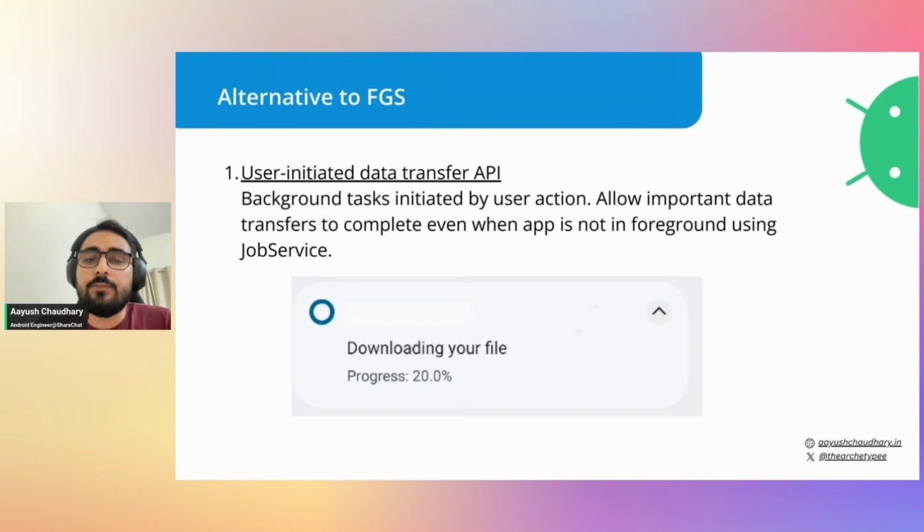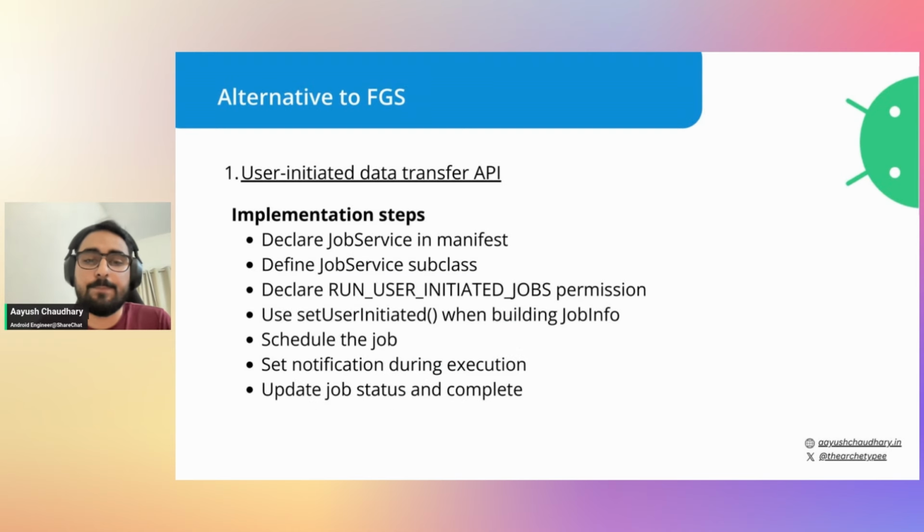Before using foreground service, you must check if there's any alternative API to foreground service, such as the user initiated data transfer API. So if you want to implement the data sync foreground service type, instead of using that, you can use this. This API is used when you want to initialize a task by user action. So it allows important data transfer to complete even when the app is not in foreground. It uses job service to run that task.